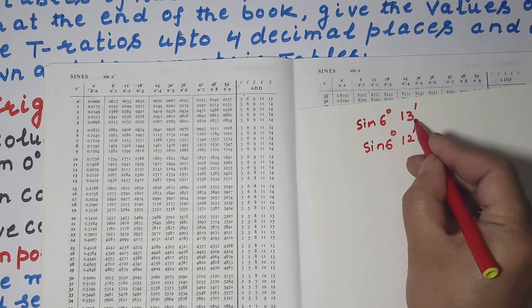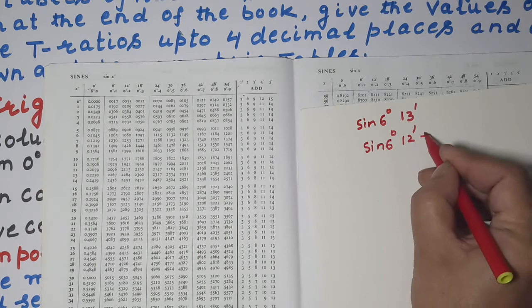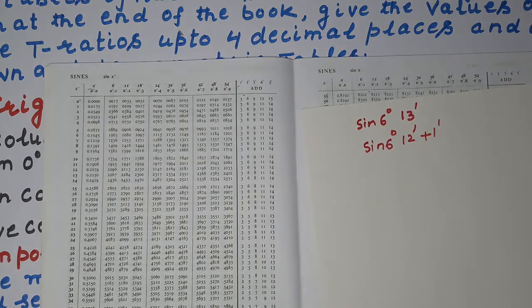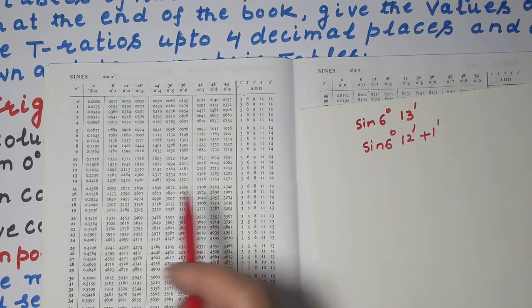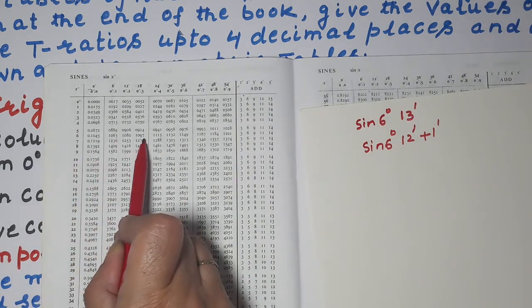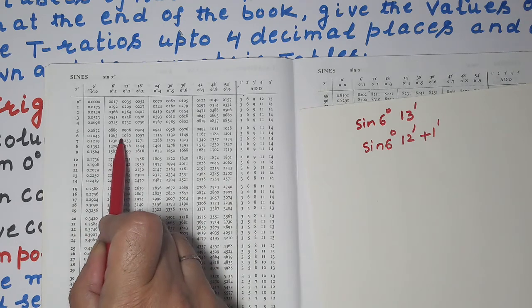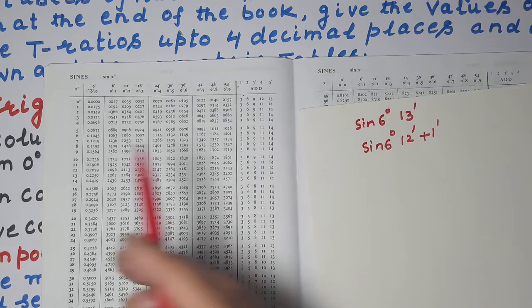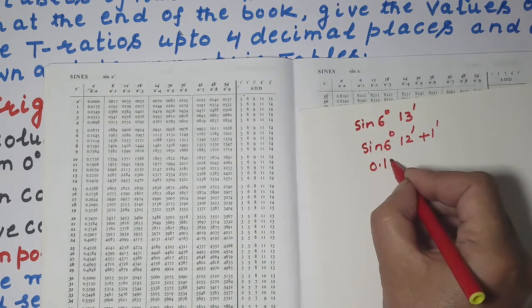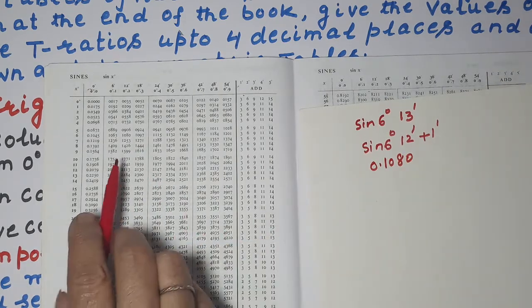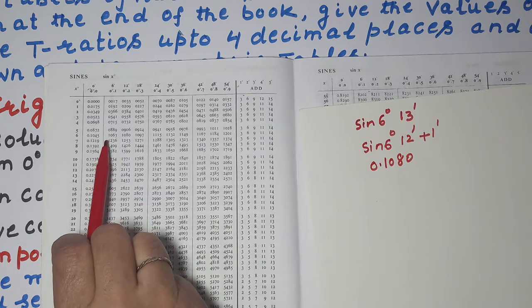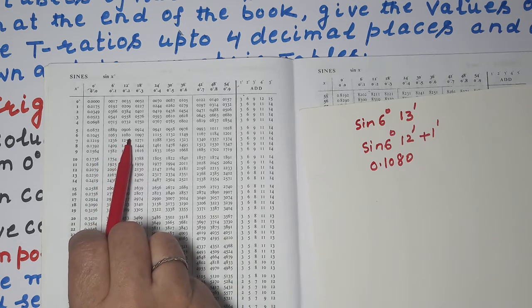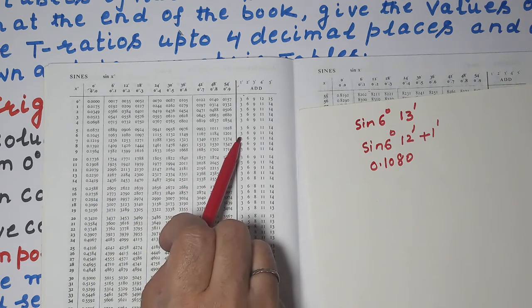So how much is less than this? 1. So 1 goes into the mean difference. So let's find the value of sine 6 degrees under 12 minutes. Sine 6 degrees under 12 minutes is 0.1080, as we discussed that it is given up to 4 decimal places. So it is 0.1080 and mean difference 1 is 3.